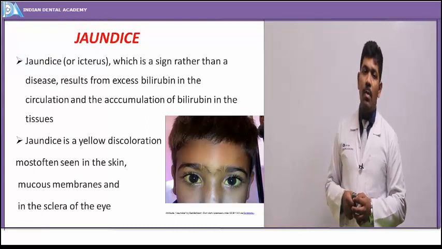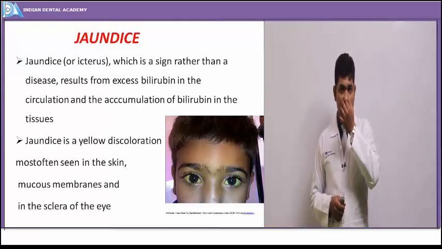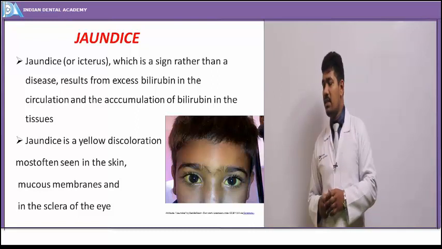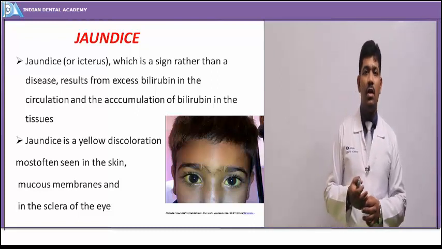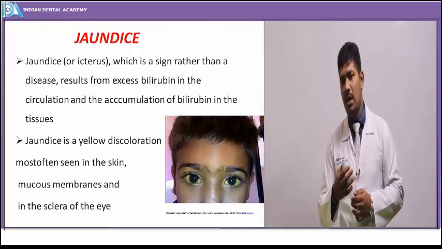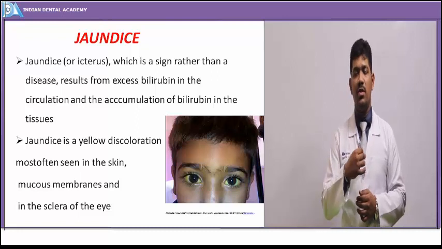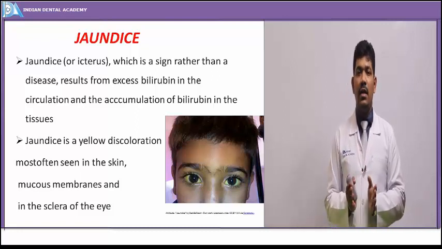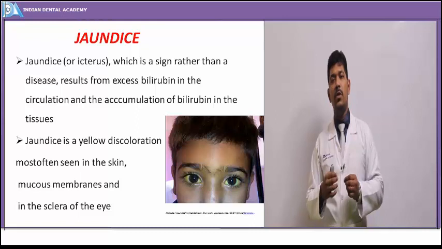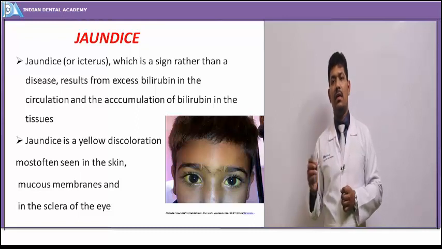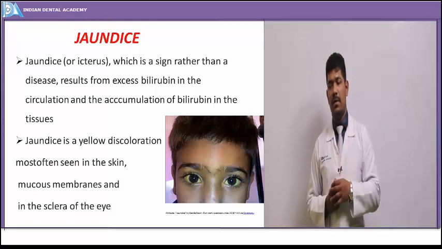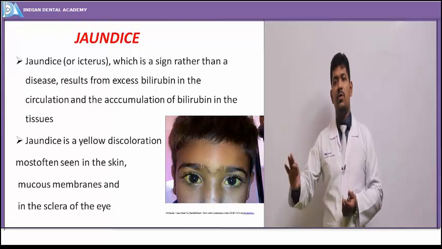The other most common disease affecting the GIT, especially the lower GIT, is jaundice, which is basically a misdiagnosis. It's not basically a disease, but a conglomerate of diseases produces this kind of sign in the general body, which is known as jaundice.